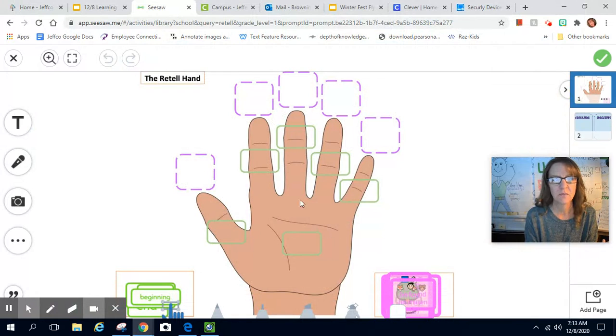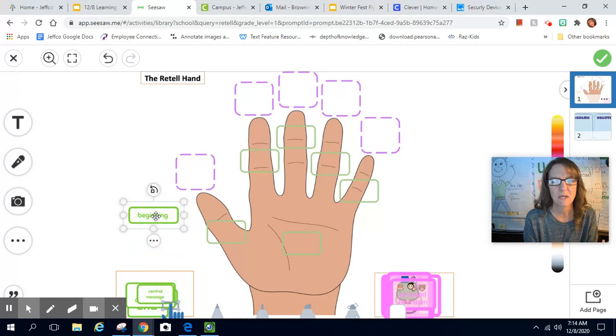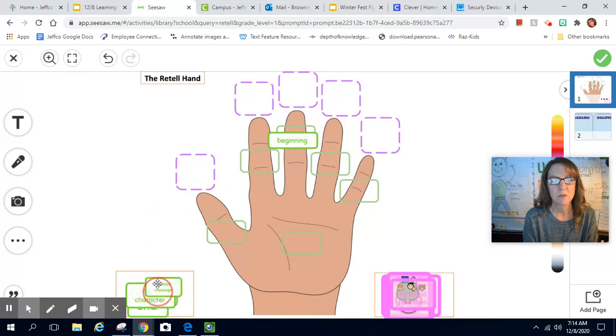So right here, you're going to have this Retell hand, and you can move these. The green is the labeling part. On our Retell hand, where do all these places go? So this is the beginning. Where does that beginning go? When we're retelling, we start our beginning right about here. The central message or lesson, remember, is the heart of the hand, so it's going to go right in here.